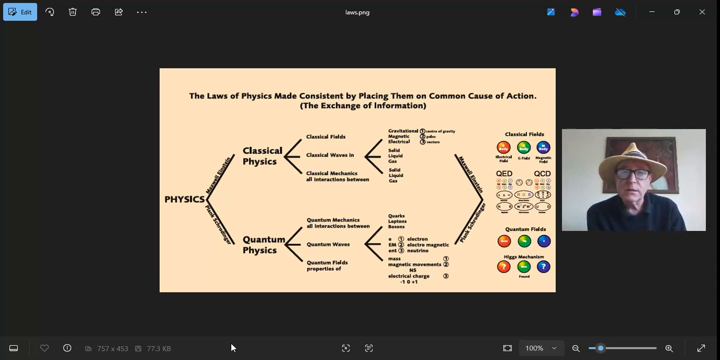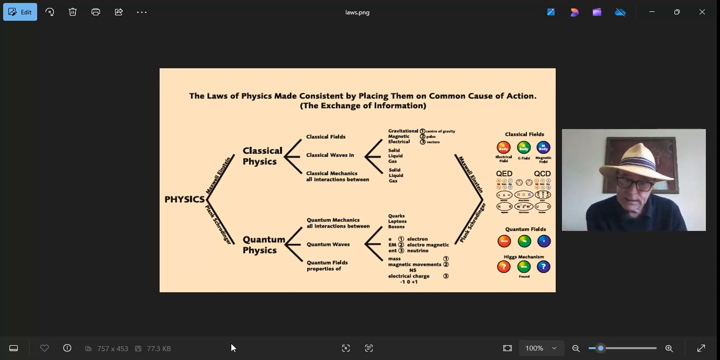We've got classical fields, now 3 of them: gravitational fields, magnetic fields, electrical fields. Classical waves, sound waves, in any solid, liquid or gas. The wave is just energy. It isn't the movement of, say, water. Water goes up and down. The wave moves through it. They're different.